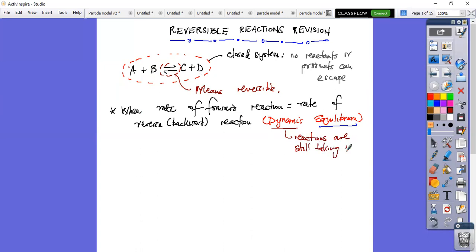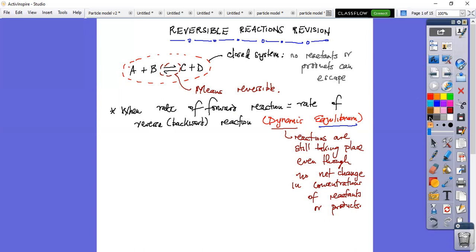So reactions are still taking place, even though there is no net change in concentration or concentrations of reactants or products. Okay, so that's the next key point.